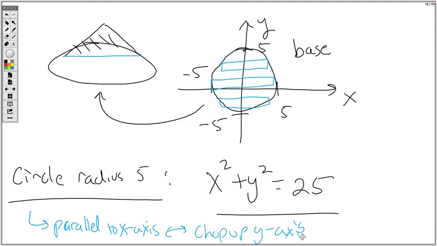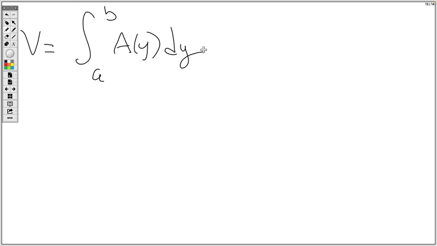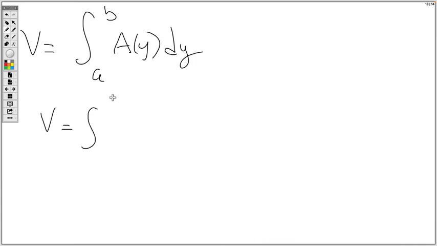Okay? And that means that the infinitesimal width here is going to be your delta y, that's going to turn into your dy. So the volume formula is going to be the integral from a to b, A of y dy. So we need everything now expressed in terms of y. You follow? And in fact, let's go ahead and plug this in. I'm integrating between what two y values? Negative 5 to 5.